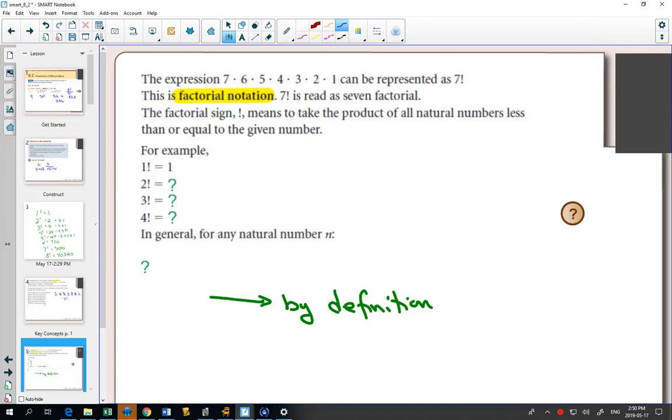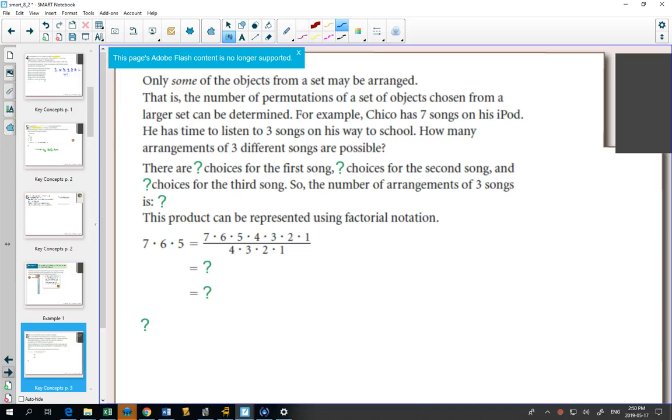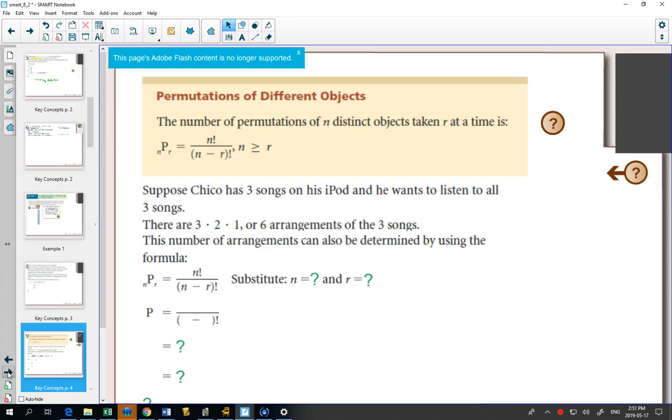And this leads into right here, at the bottom of page 698, they have the permutations of different objects formula. The number of permutations of n distinct objects taken r at a time is nPr, which is n factorial over n minus r factorial.